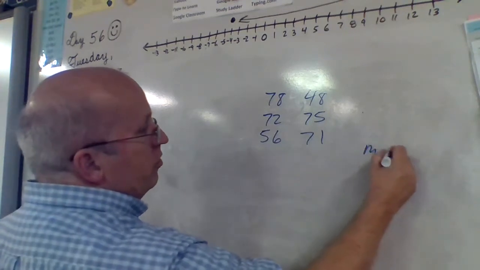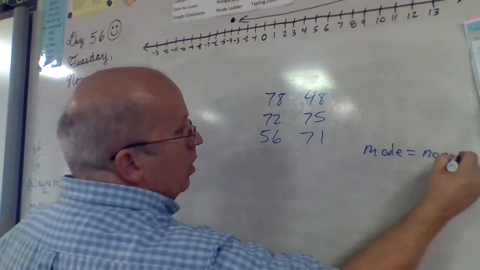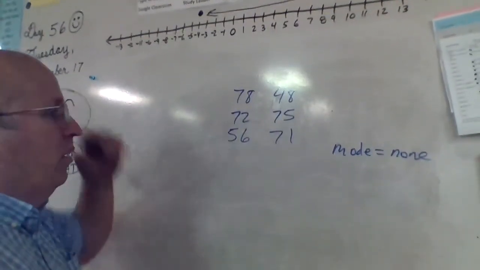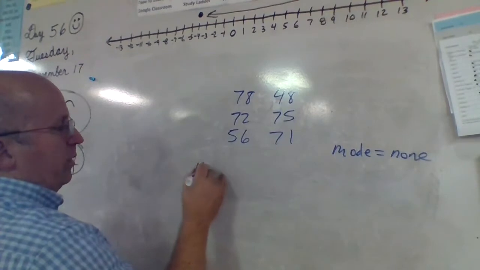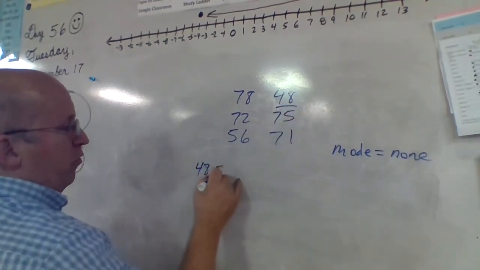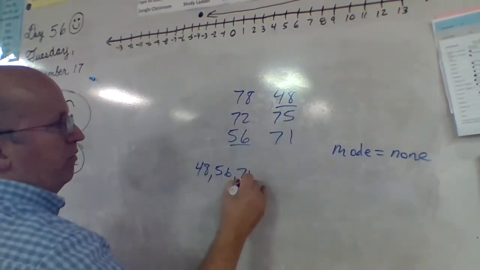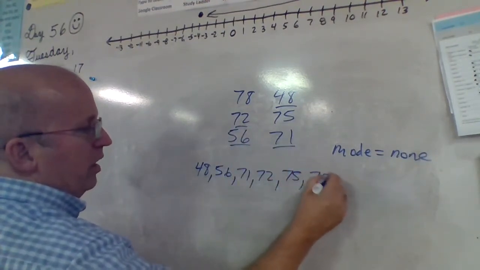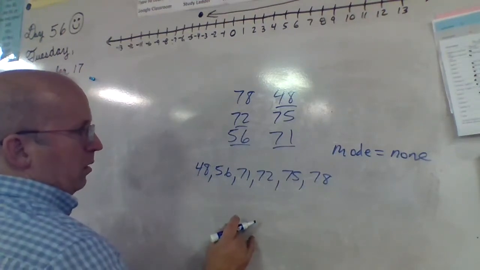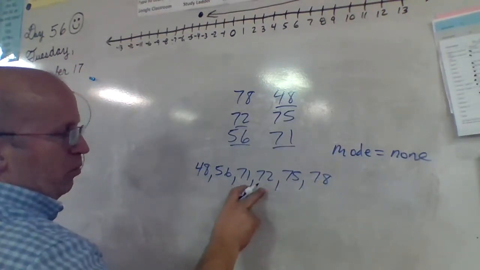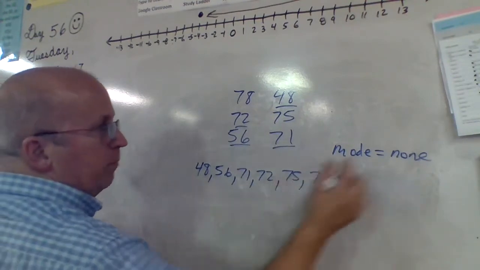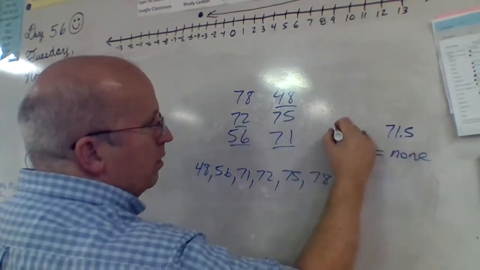Well, the first thing I notice is that there is no mode. How do I know there's no mode? Because none of the numbers repeats. Second thing, let's go for the median. I'm going to write them in order from smallest to largest. 48, 56, 71, 72, 75, and 78. Oh, there's two middle numbers, 71 and 72. If I add those up, I get 143. If I divide by 2, 143 divided by 2 is 71.5. So that's my median.